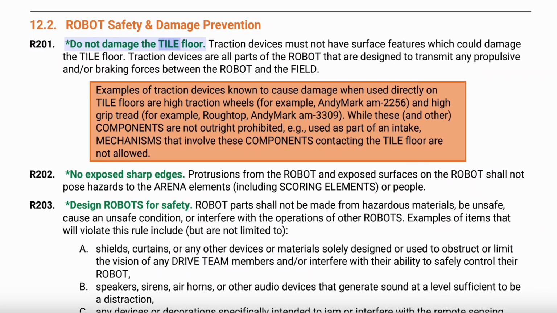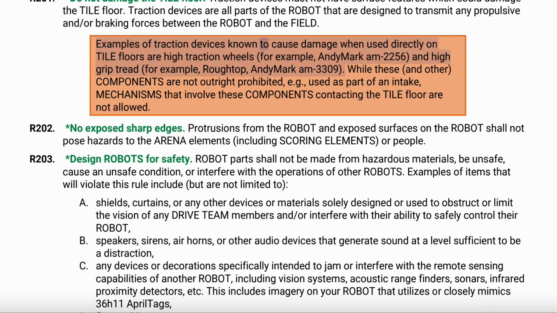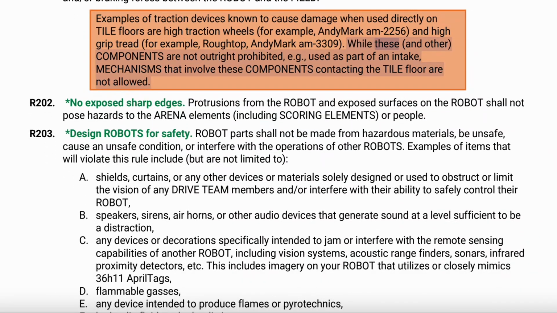R201. Do not damage the tile floor. Traction devices must not have surface features which could damage the tile floor. Traction devices are all parts of the robot that are designed to transmit any propulsive and/or braking forces between the robot and the field. Examples of traction devices known to cause damage when used directly on tile floors are high traction wheels, for example AndyMark AM-2256, and high grip tread, for example rough top, AndyMark AM-3309. While these and other components are not outright prohibited, e.g. used as part of an intake, mechanisms that involve these components contacting the tile floor are not allowed.